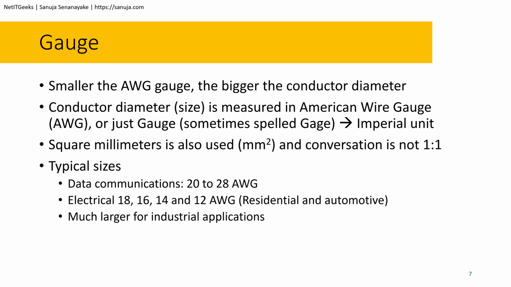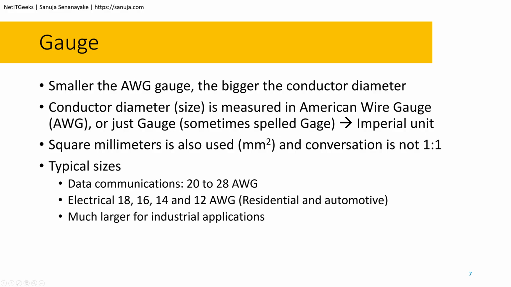If you have taken any high school physics classes, even science classes, we know that the smaller the American wire gauge, also known as the AWG, the bigger the conductor diameter. In other words, a gauge 20 wire is going to have a bigger diameter than a gauge 28 wire. So it is opposite. It is one over. You need to think one over, opposite. So the smaller the gauge, the bigger the conductor diameter. Keep that in mind. The conductor diameter size is measured in American wire gauge, also known as AWG, or we sometimes call it just gauge.